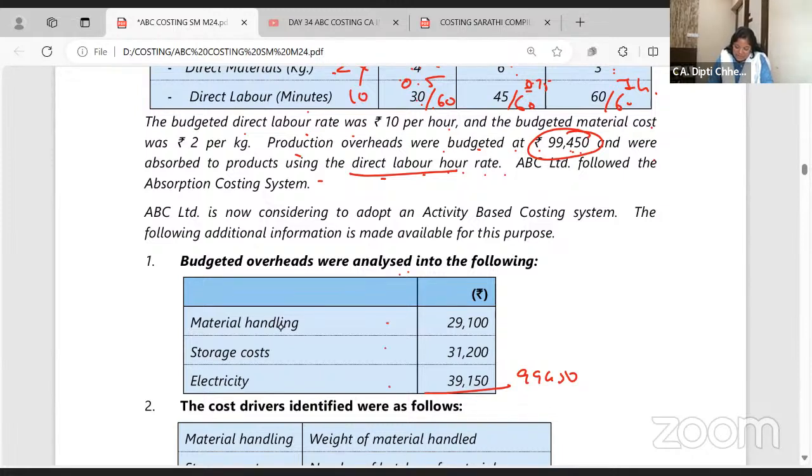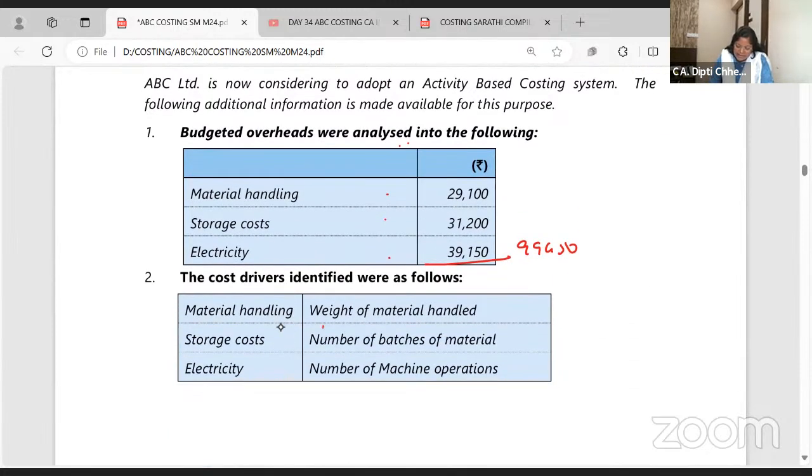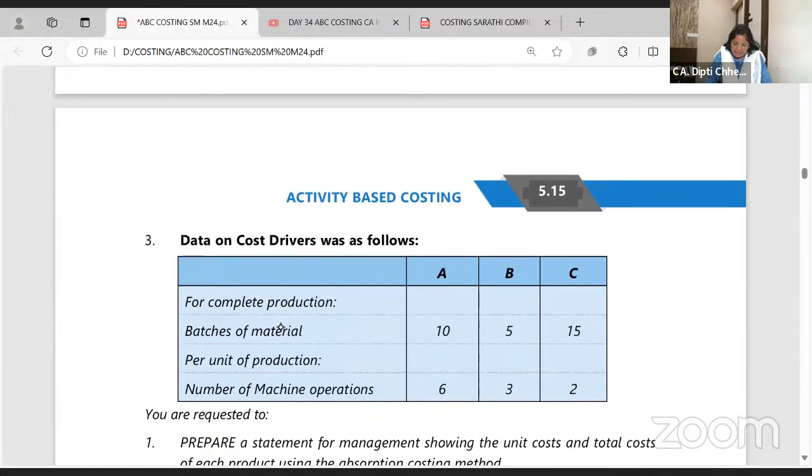This is your overhead, storage, electricity. The overhead has been bifurcated. Now material handling depends on the weight of the material handled. Material handling cost is incurred, but for some products the weight may be less, so one person can carry. For some products the weight is more, so 4 people will carry. Storage cost depends on the number of batches of material, electricity on the number of machine hours. Clear? So same like we did.